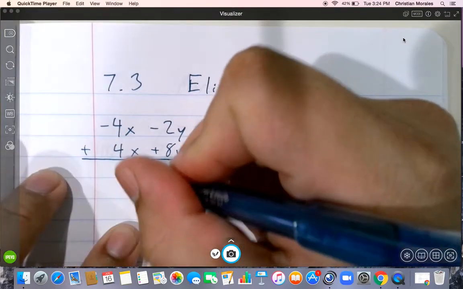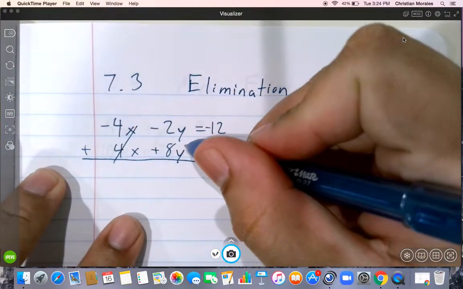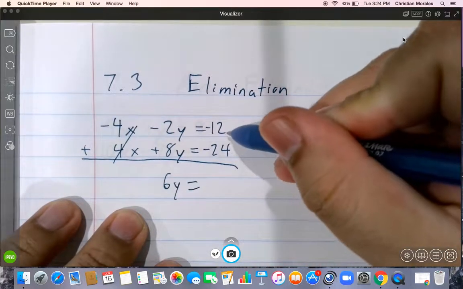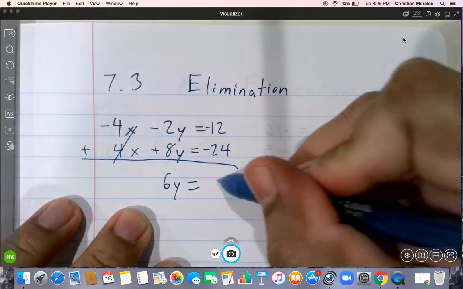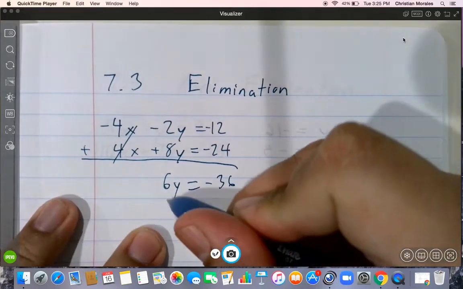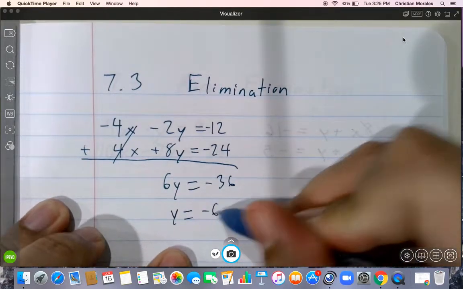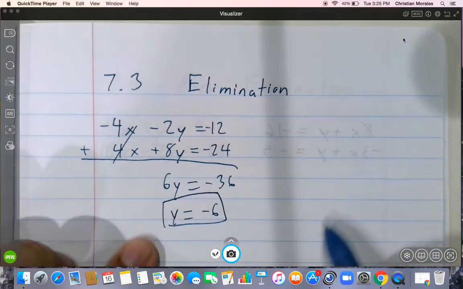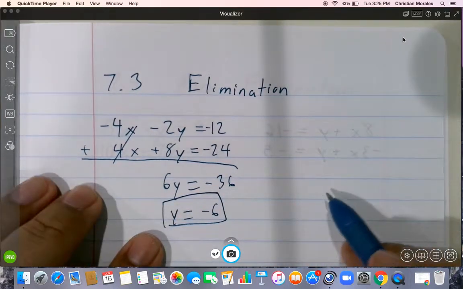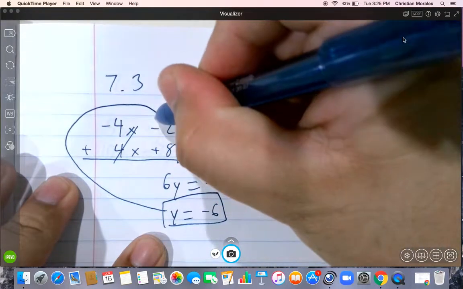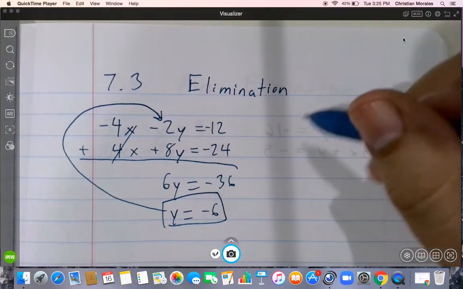If I add these up, these cancel out to 0, and you're left with 6y, and these are both negative, so they combine. Negative 36 divided by 6, that's one of your answers. Now, to find the other answer, you're going to do the same thing we did before. You're going to take it and plug it in. So I'm going to plug it into the first one.